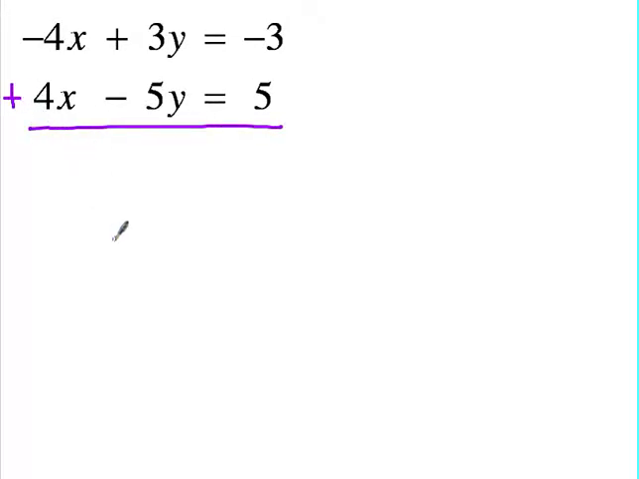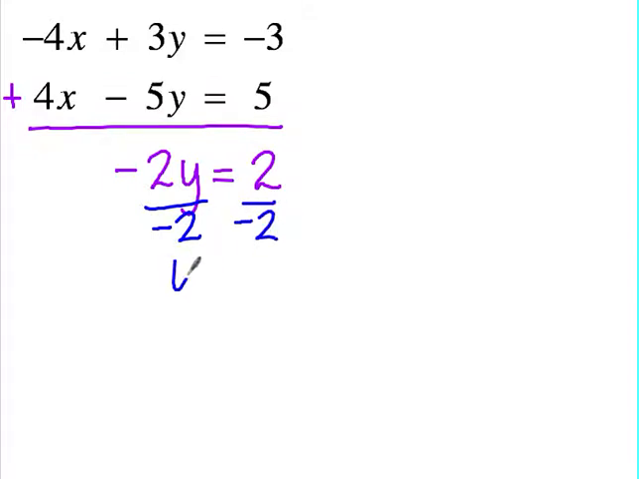So if I add these two equations together, negative 4x and positive 4x is 0. What is 3y and negative 5y? Negative 2y. What is negative 3 and positive 5? 2. So to solve this, what am I going to do? Divide by negative 2. So I get y to equal negative 1.